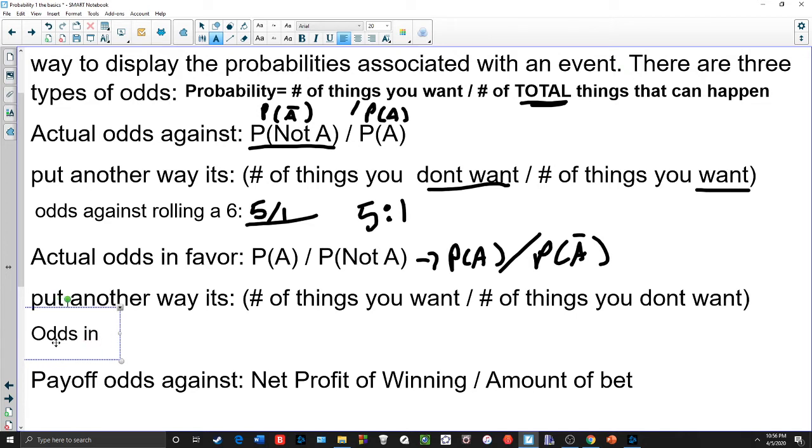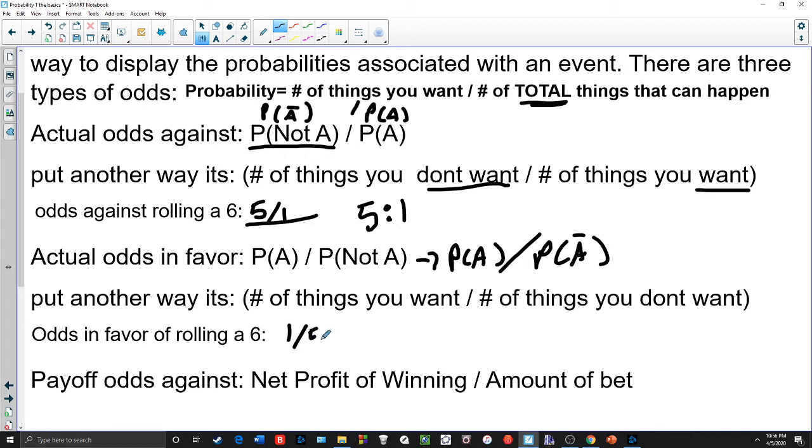So odds in favor of rolling a 6 would just be the reverse of the odds against. So it'd be 1 way of getting a 6, 5 ways of not. So again, that's where we get the number of things you want over the number of things you don't want. 1 six that I want, 5 non-6s that are there. Not the same as probability, although you could make this into a decimal. You could just divide this out and get a decimal, which represents a few other things that we'll go over. But in general, it's usually written as this to that. They're usually left in this form here.